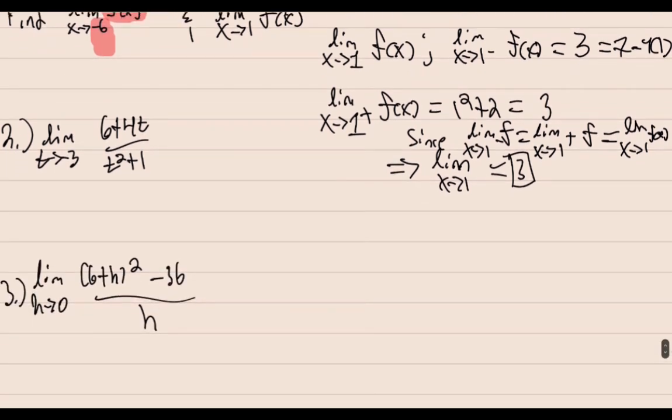Let's look at number 2. Hopefully that made sense. Number 2. The limit as t goes to -3. Man, I write very ugly.